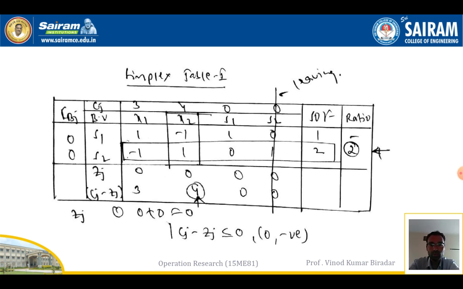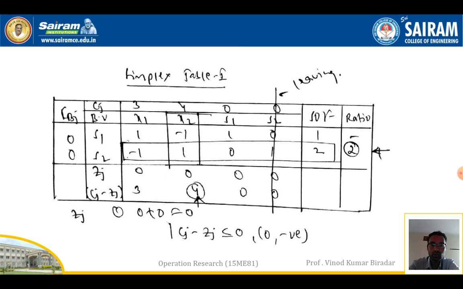Once you have selected, this selected column is called the key element column, the selected row is called the key element row, and the intersection point is called the key element. So here x2 is the entry for the next table, and s1 is leaving. Since this column is selected, x2 is entry and s2 is eliminated, so you delete s2.